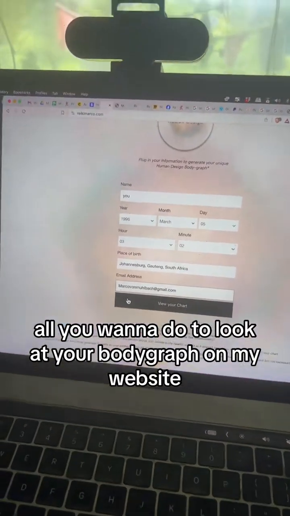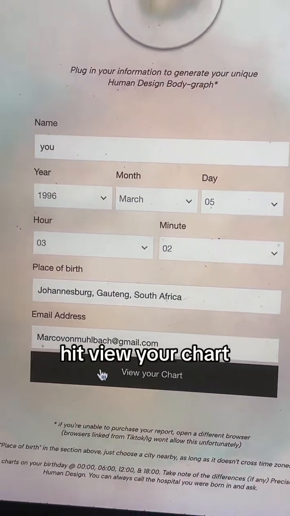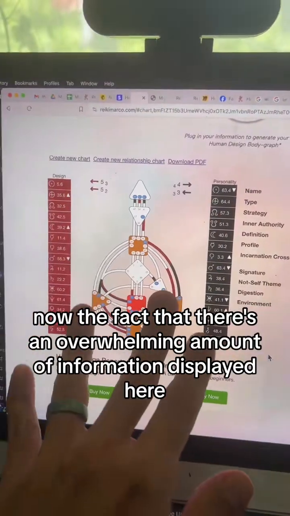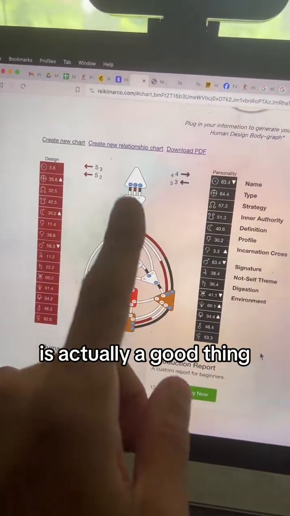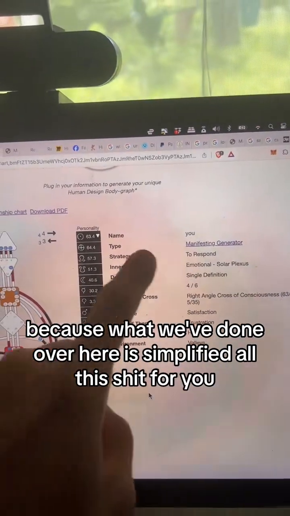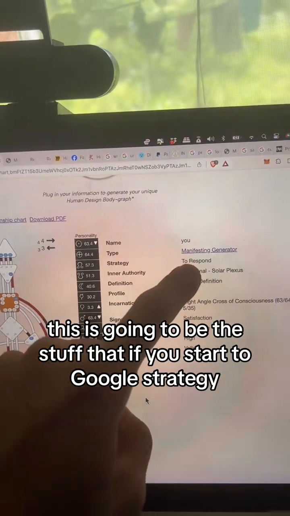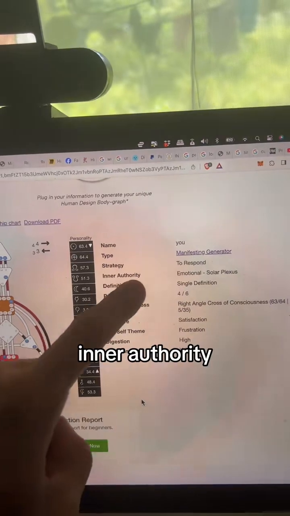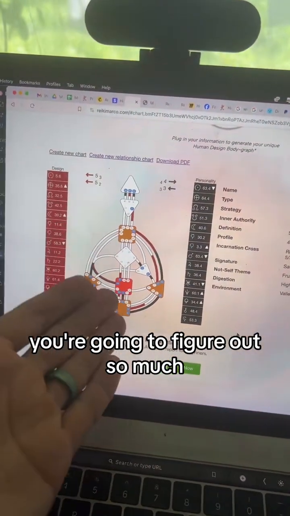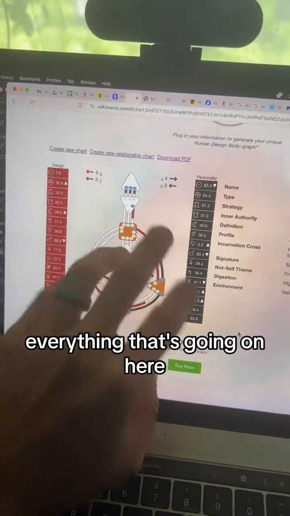All you want to do to look at your body graph on my website is just type in all your information there. Hit view your chart and it's going to pop out your chart. Boom! Now, the fact that there's an overwhelming amount of information displayed here is actually a good thing, because what we've done over here is simplified all this shit for you. This is going to be the stuff that if you start to Google strategy, manifesting generator, to respond, inner authority, emotional solar plexus, you're going to figure out so much, and you're not even necessarily going to have to understand everything that's going on here.